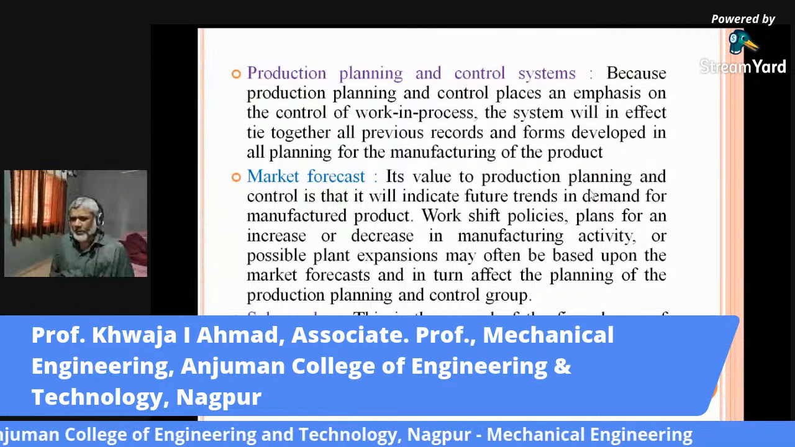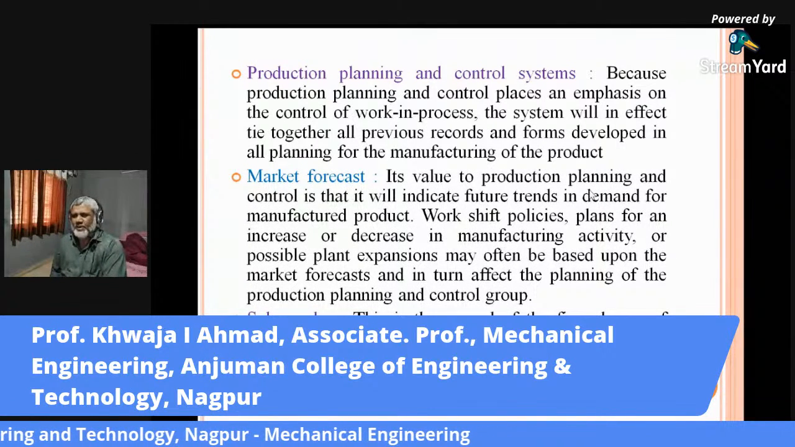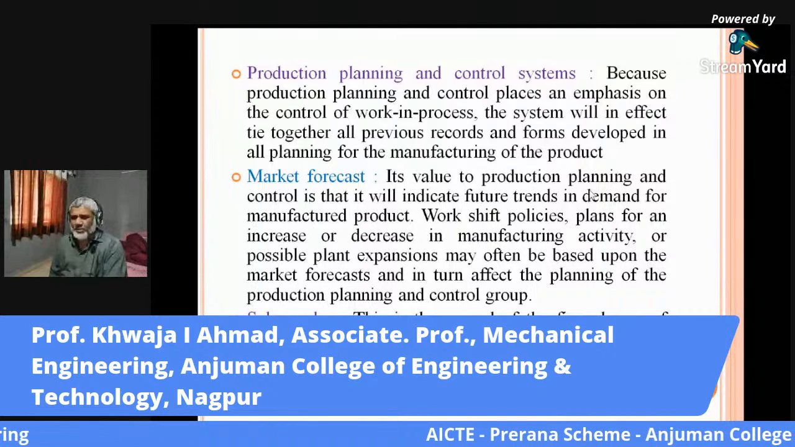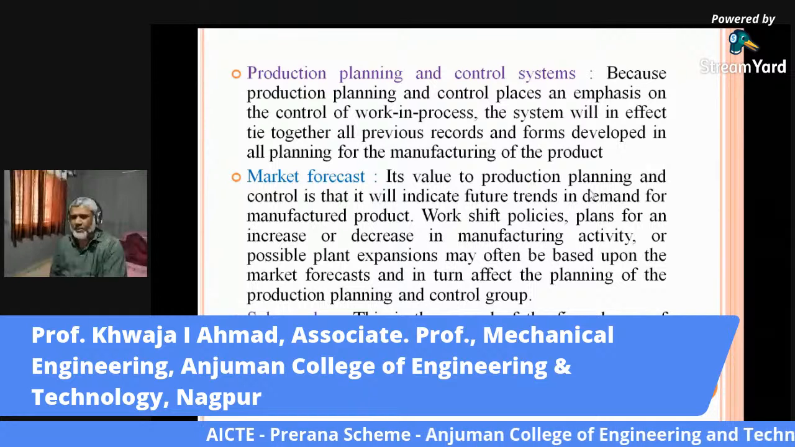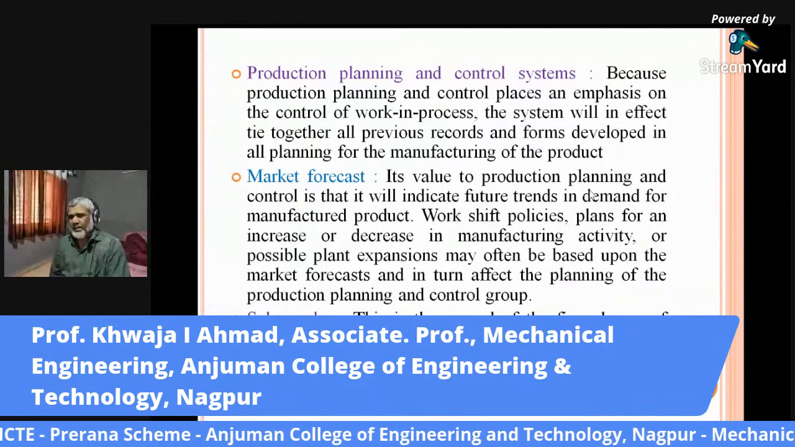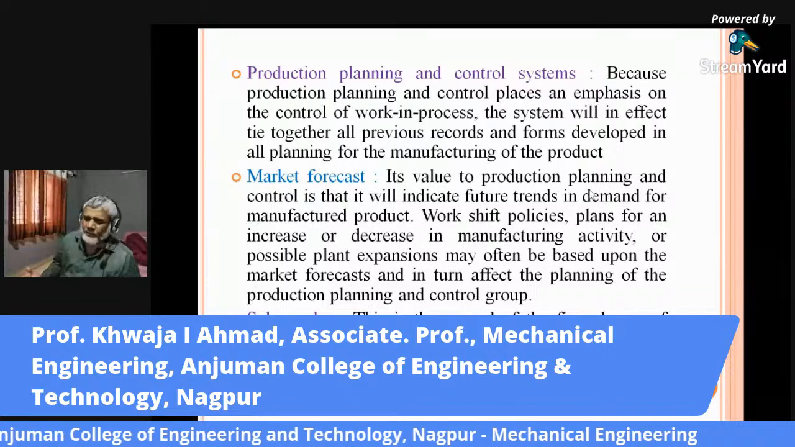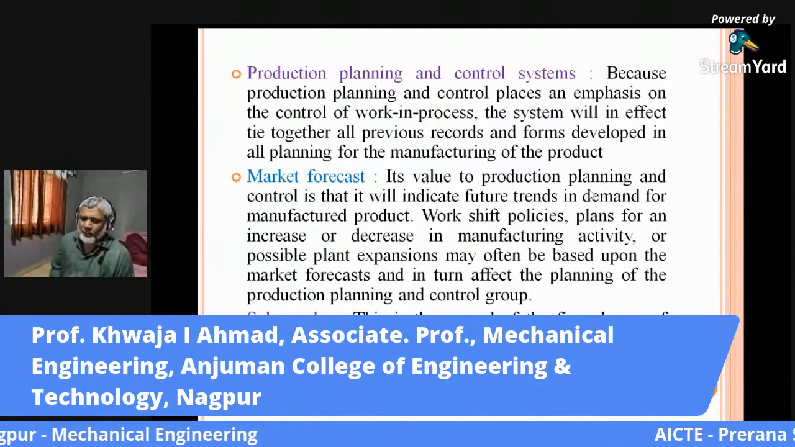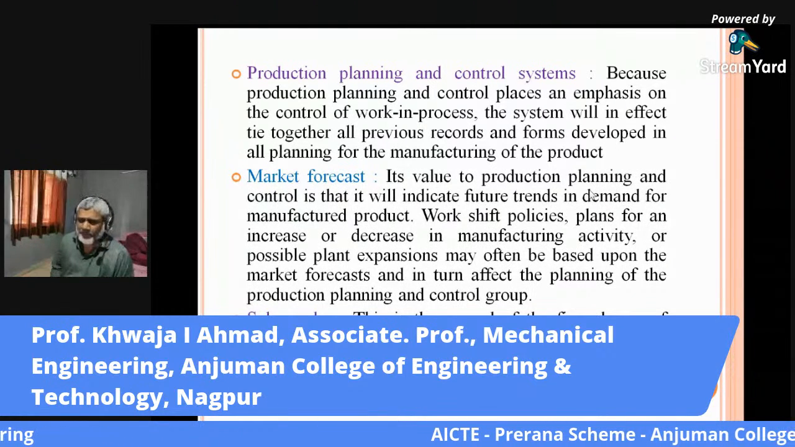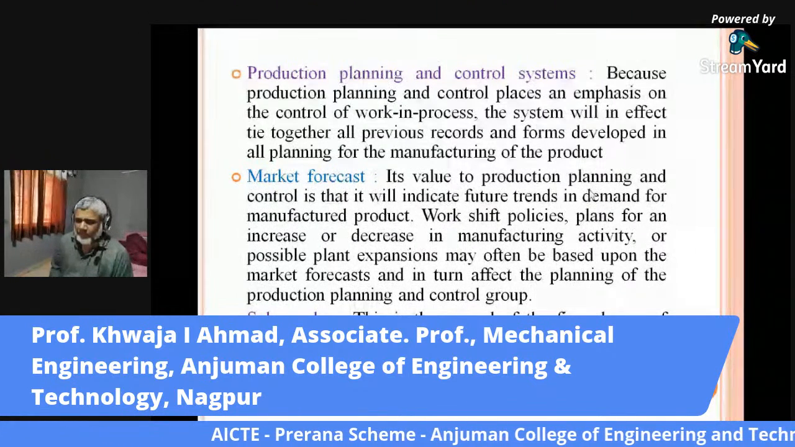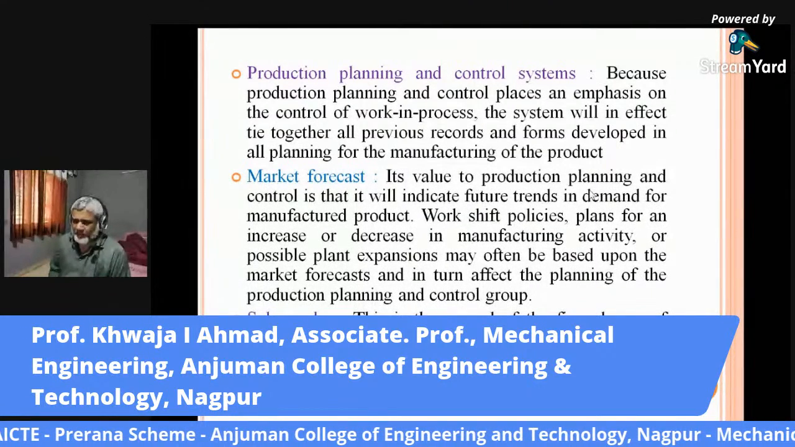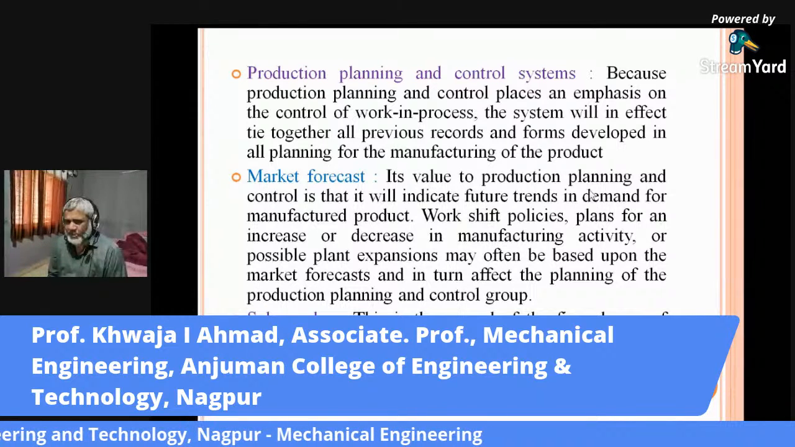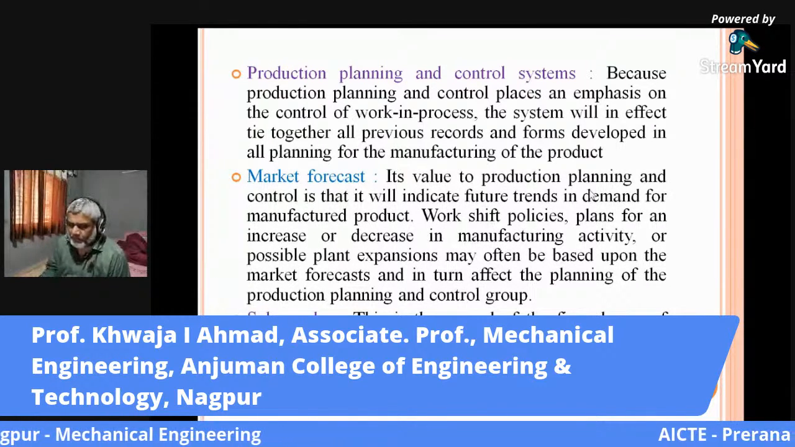The value of production planning and control is that it will indicate future trends in demand for the manufactured product, that is, market forecast: work shift policies, plans for an increase or decrease in manufacturing activity, or possible plant expansion. That totally depends upon the market forecast feedback which the company gets. Sales order is also one of the important parts where PPC will come in, where customers' orders specifying quality and shipment dates will be taken into account.